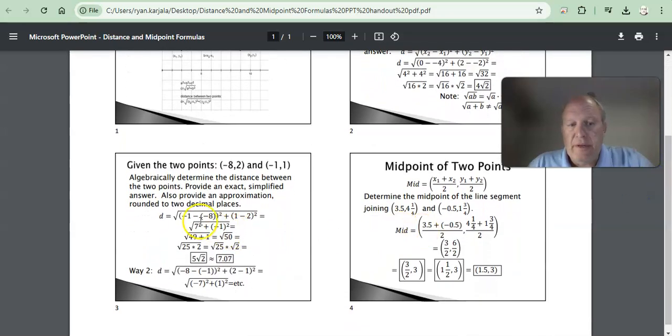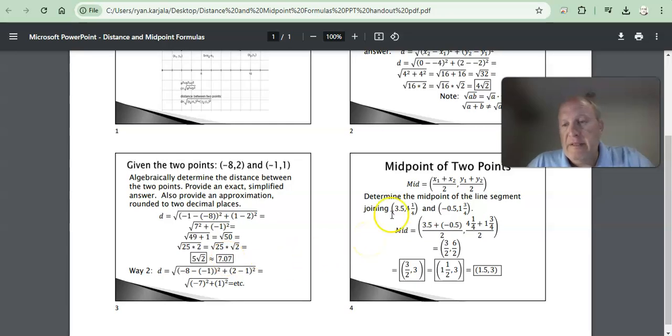Here's another example. Notice this is x1, x2. This is y1, y2, and you plug in those two values and you figure out, and you work the radical. You simplify it down to 5 square root of 2 or 7.07.